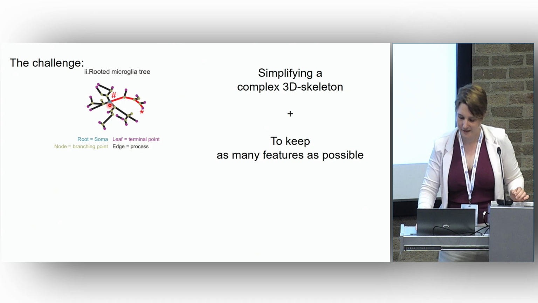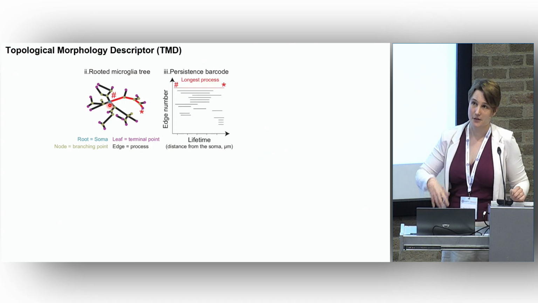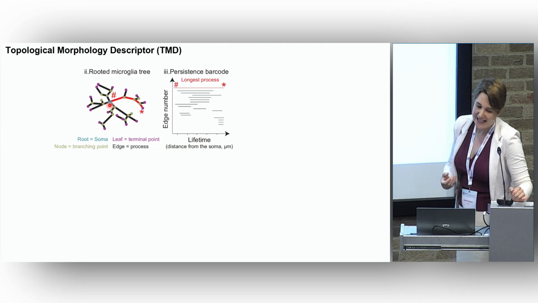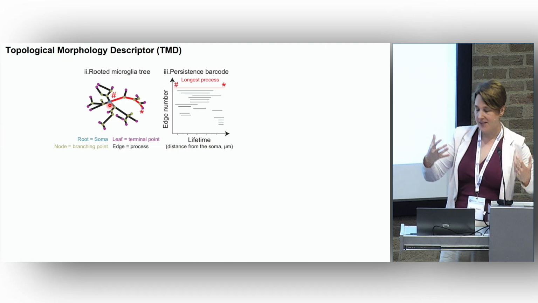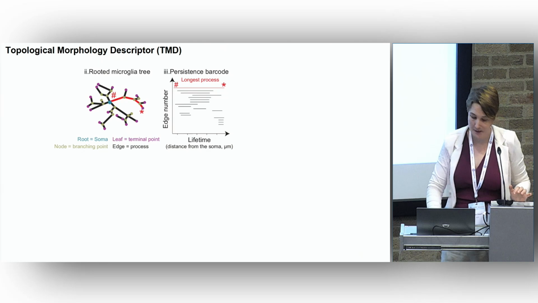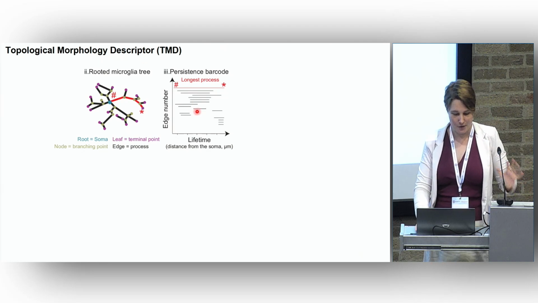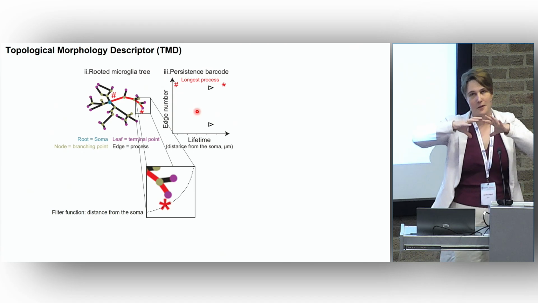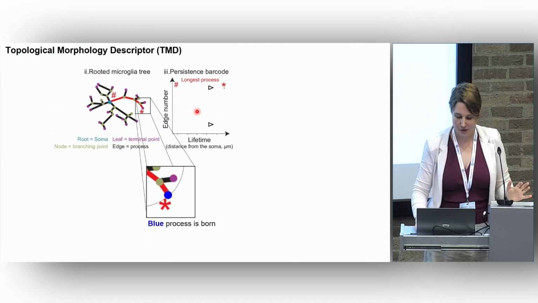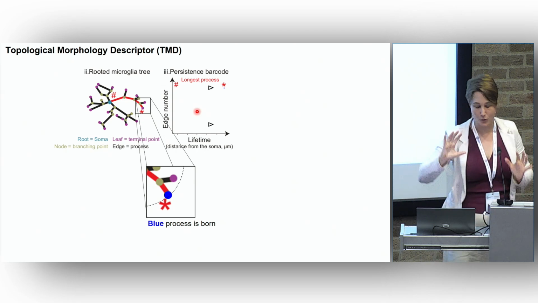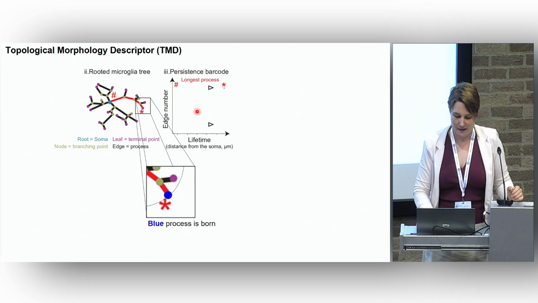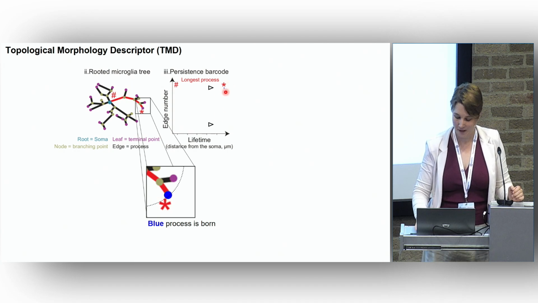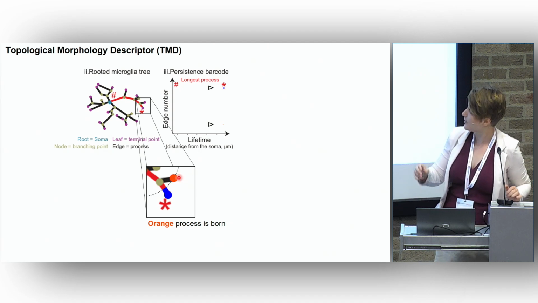To circumvent this, the mathematicians developed a strategy based on persistent homology, in which they reduced the tree complexity, generating something called a persistent barcode. And don't be scared, it's not too crazy. You just generate a filter function going towards the root, the cell soma, and it marks when a process is born. You see it here as the start of a bar, and then it goes further and sees another process start, and will start another bar.